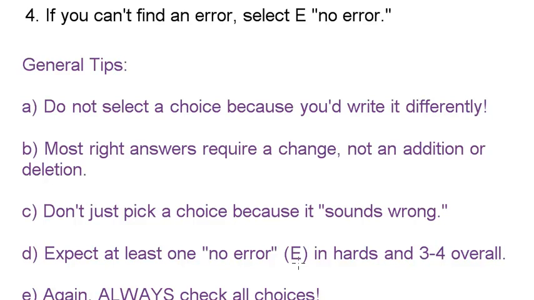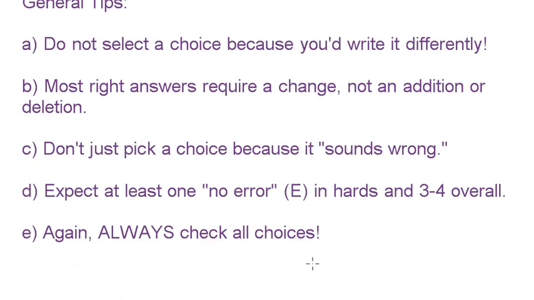Again, general rule, don't take this as gospel. You could see 2, you could see 5, maybe rarely, but if you see 0 or 1 E's, or if you pick 7 E's, you probably made a mistake. So you're going to want to go back and check and make sure. And then finally, again, always check all choices, just to reiterate, because it's so important. It just prevents you from making mistakes. It helps you be more accurate.